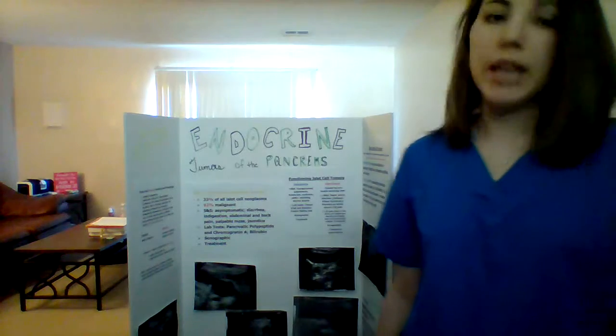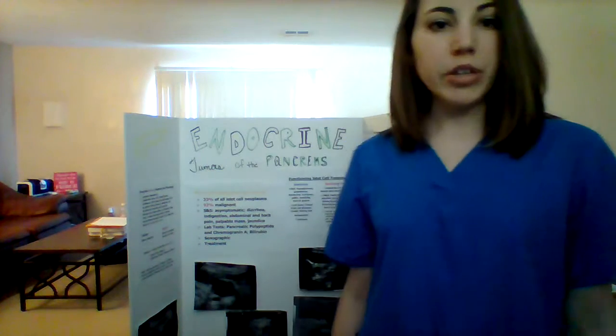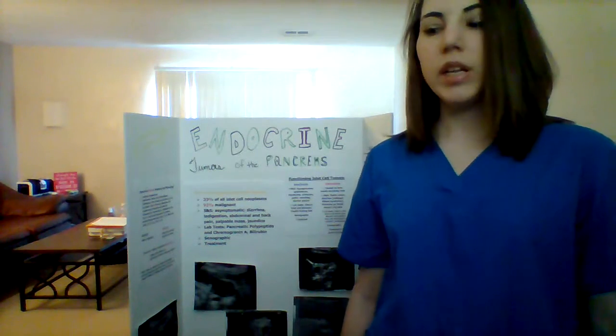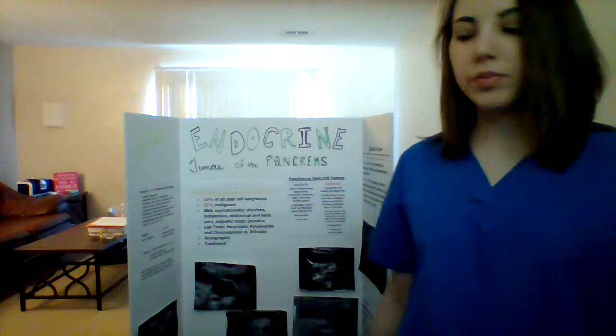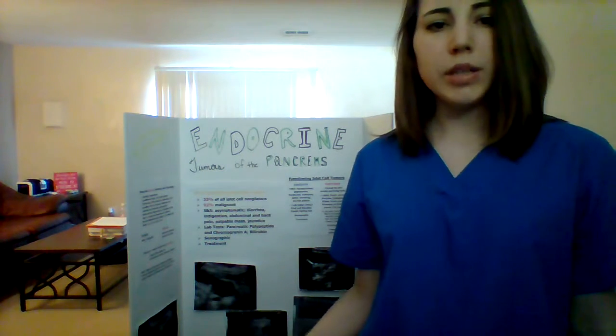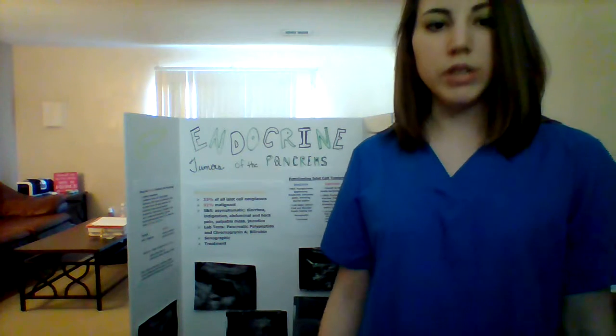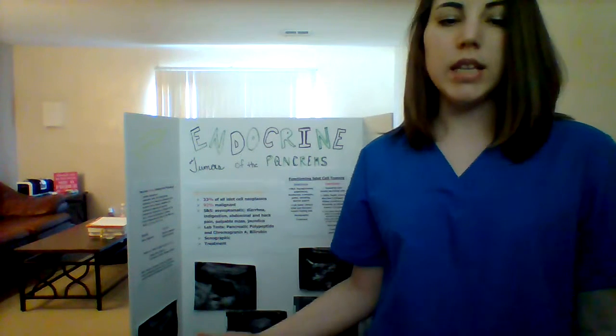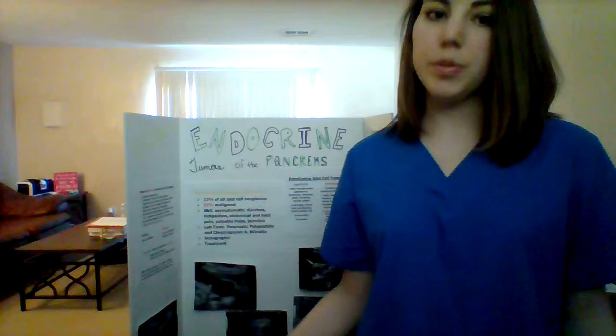Hi, today I'm going to be talking about endocrine tumors of the pancreas. I'm going to start with some normal anatomy. The pancreas lies in the epigastrium. It lies horizontally. It can be quite hard to distinguish because of the duodenum, intestines, and stomach that lie laterally or superiorly towards it.